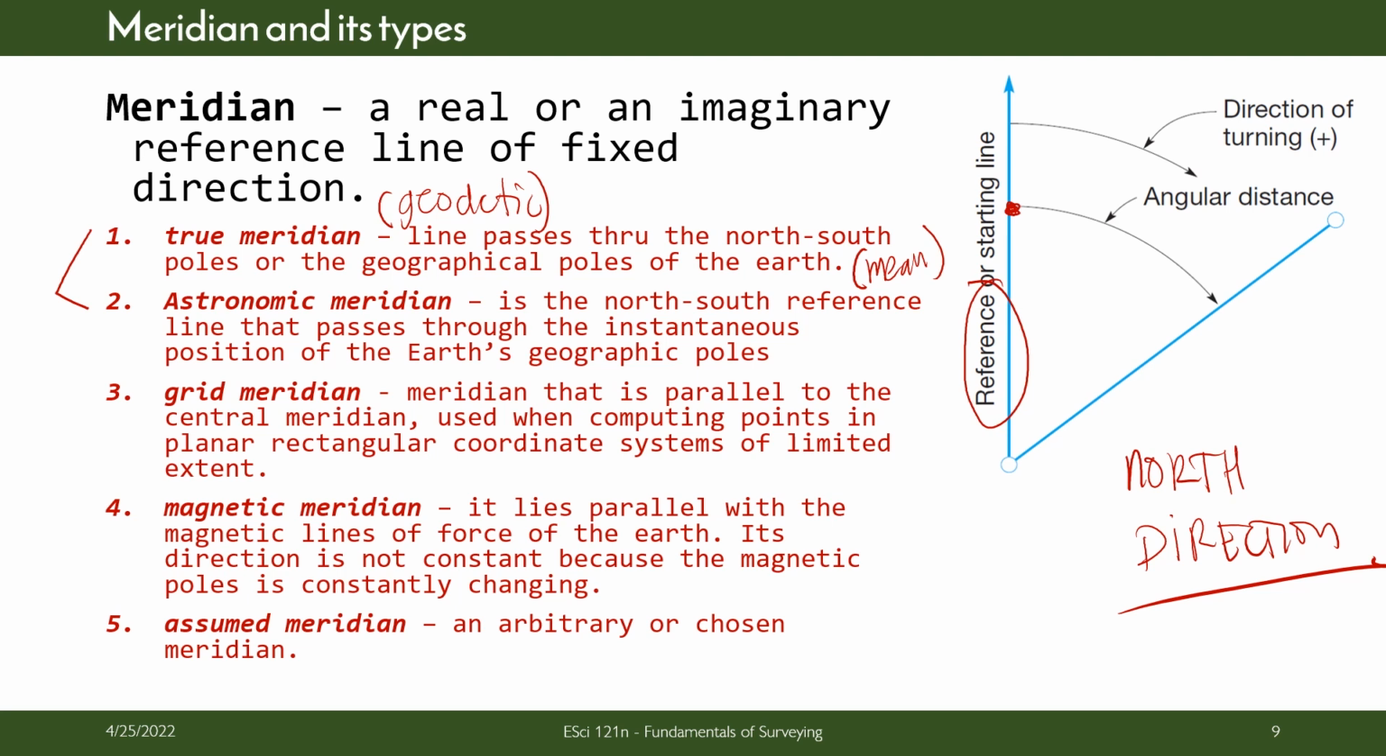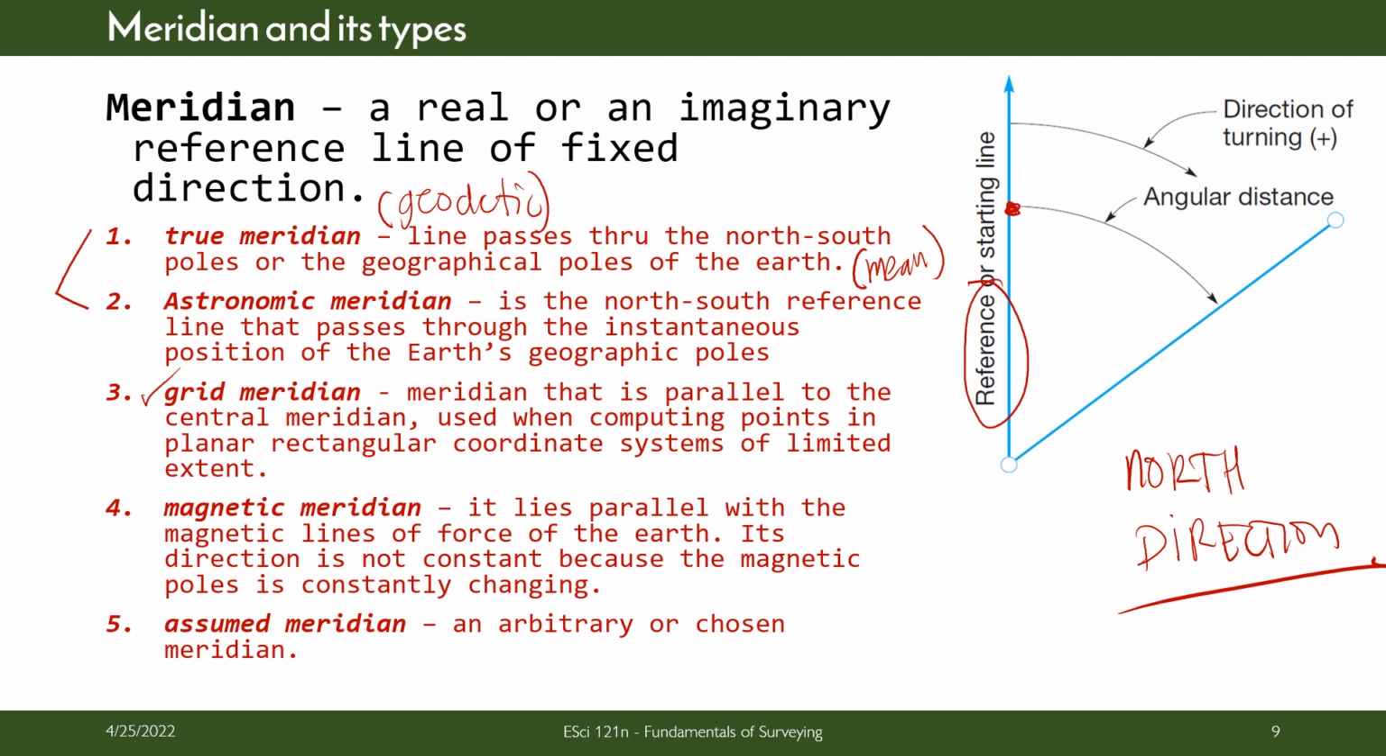Next, we have the grid meridian that is parallel to the central meridian. This is used when computing points in planar rectangular coordinate systems of limited extent. Imagine that the Earth is not a plane, so when we use a grid meridian, this is not advisable when we are covering a large tract of land. However, if your area is limited, then we can use the grid meridian system. Maybe I'll show you later the image of the difference between the three.